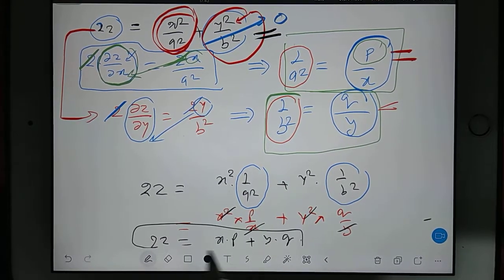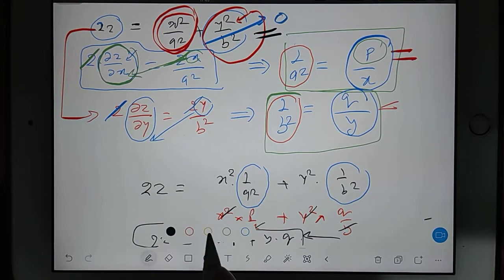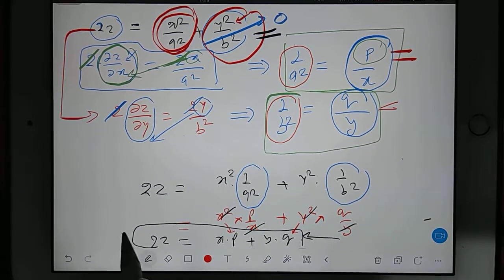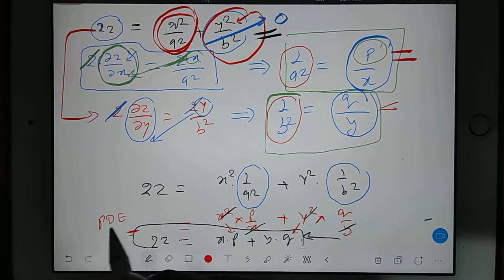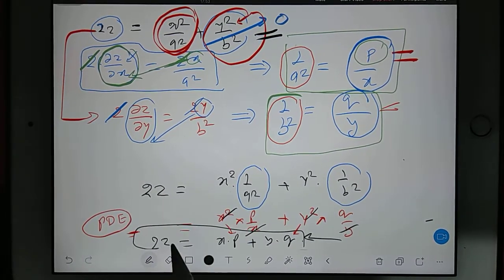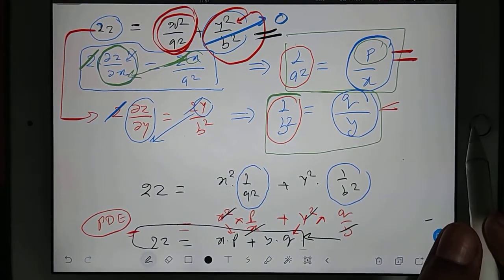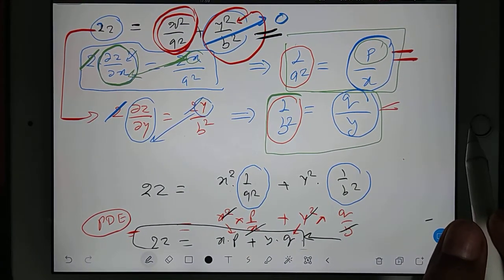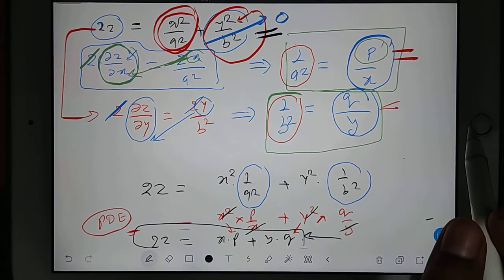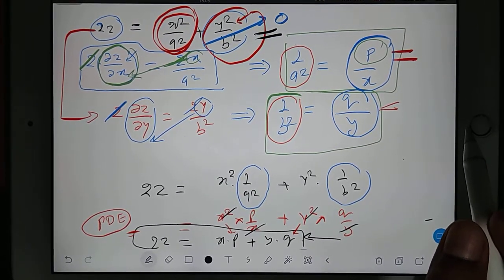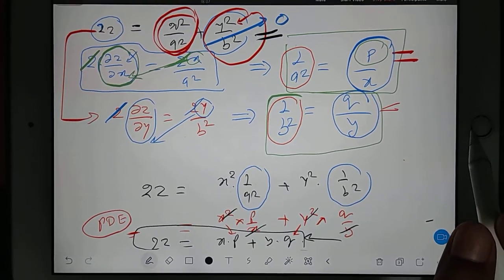Now you can see here in this equation p and q are coming. P is coming here and q is coming here. So this equation you will call a partial differential equation. Okay, so you can see here how we have got this. Now we'll do one more question. In that question I will take an example where no arbitrary constant will appear, but an arbitrary function will appear. Copy down this one.